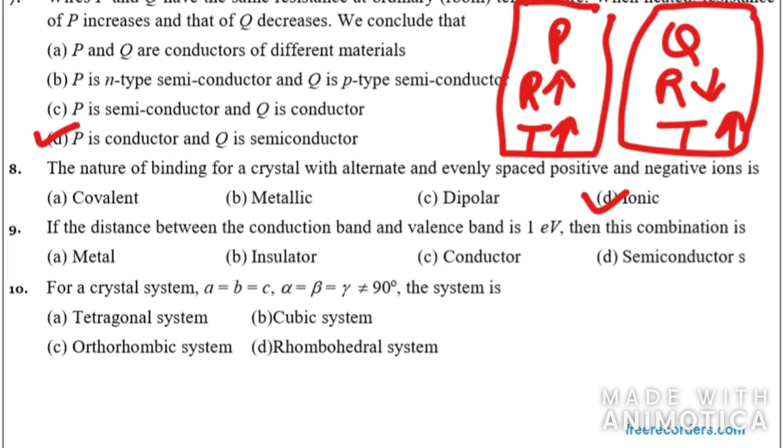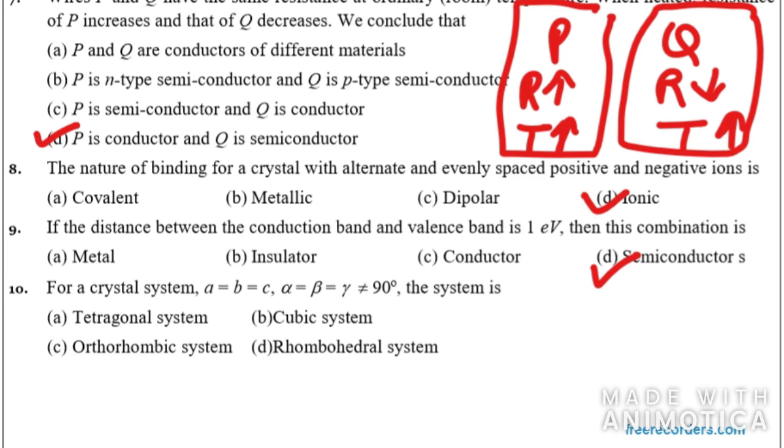Let's move on to the 9th question. It says if the distance between the conduction band and valence band is 1 electron volt, then this combination is either metal, insulator, conductor, or semiconductor. The right option is semiconductor, because it's about 1.1 electron volt.